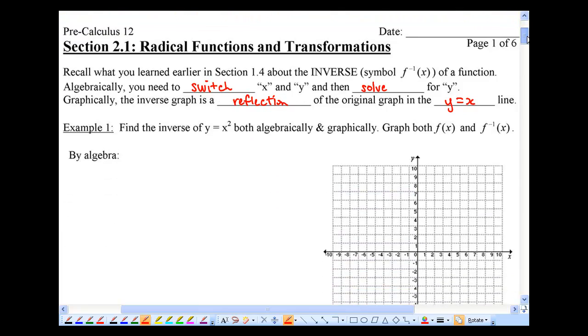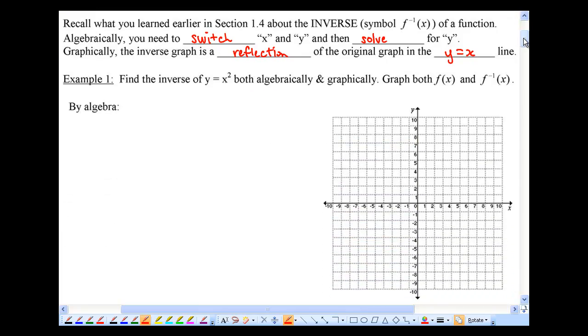So I think we did this example before, but let's just do it again. I want you to find the inverse of y equals x squared, both algebraically and also graphically. So we'll do the algebra first, and our first step, of course, is to switch x and y. So I'll have x equals y squared. You're then asked to solve for y. Gotta get rid of that square by taking the square root on both sides. Be careful when you do that to put a plus minus in front, and therefore we have y equals plus or minus root x. Or sometimes people will say the inverse, f negative 1 of x, equals plus or minus root x.